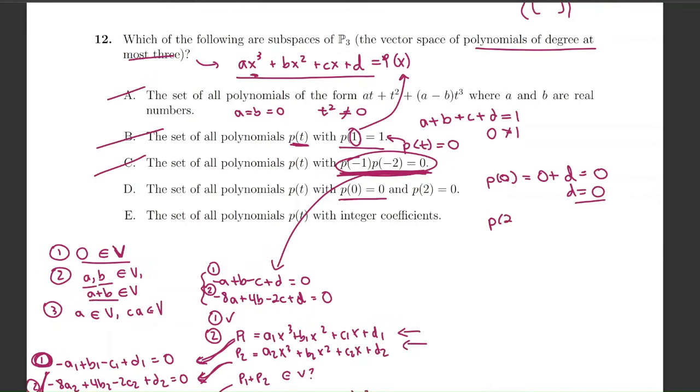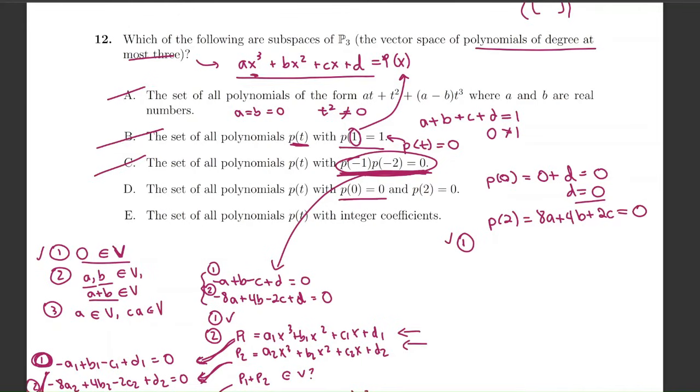And then for p of 2, we have 8a plus 4b plus 2c. We know that d has to be 0, so we can just ignore the d, and then we have this equals 0. Okay, so the first question is, is a 0 polynomial in here? So this condition here: if a, b, c, and d are equal to 0, then this condition is still satisfied, so the 0 polynomial is in here. So that means that condition 1 is satisfied.